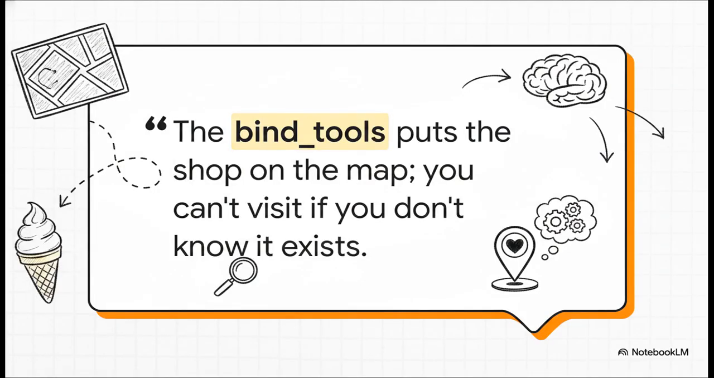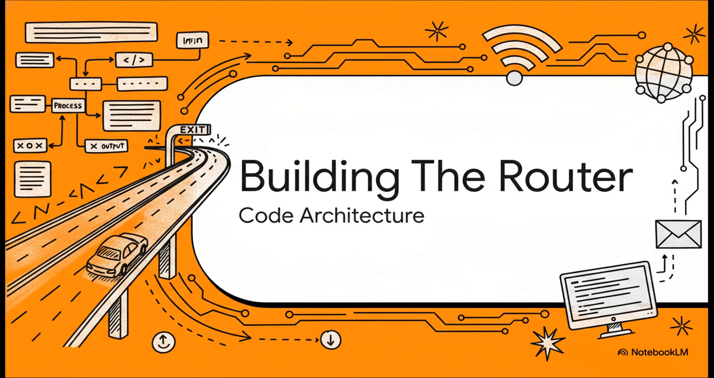I absolutely love this quote from the source material. The bind tools function puts the shop on the map. This is such a vital LangGraph concept. By binding tools, you are simply giving the LLM the knowledge that the ice cream shop, or say the multiplication tool, is available to use. You aren't forcing the AI to stop there. You're just putting it on the GPS, so the AI knows it exists when it's time to make that routing decision. Okay, part three, building the router.